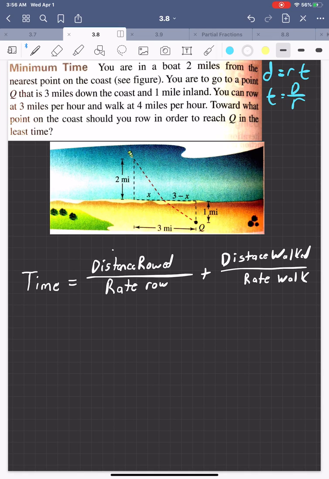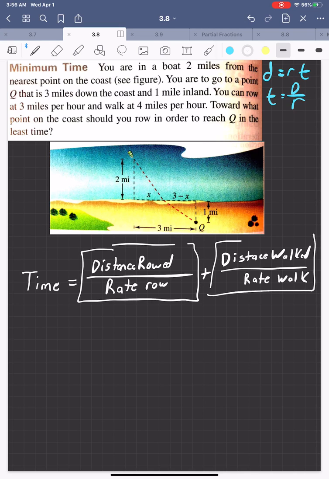Okay, let me eyeball this for a second just to make sure I didn't do anything silly. So if you want to know how much time it took you to get to point Q, it's going to be the amount of time you spent in your boat plus the amount of time that you spent walking, right? And what we're doing is we're writing time as distance over rate. Okay.